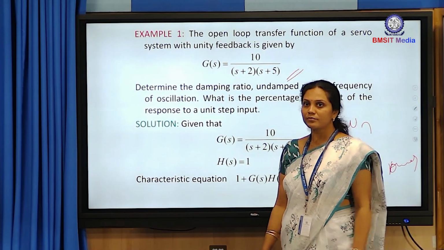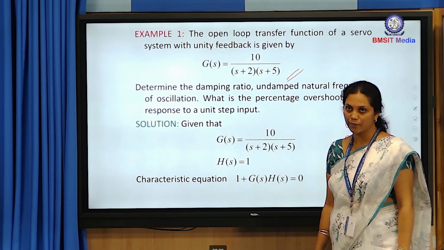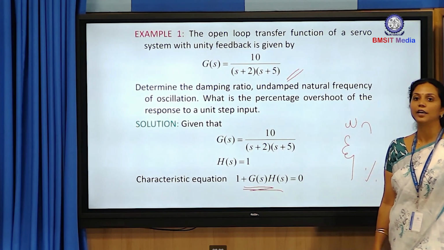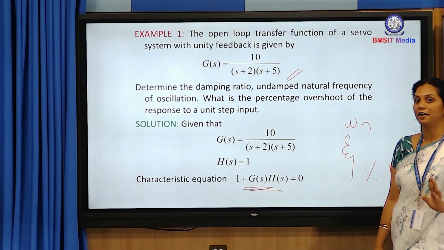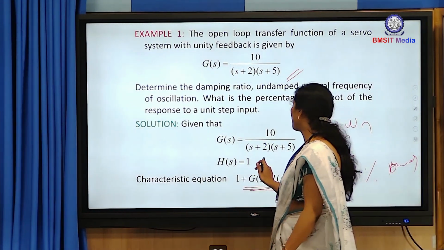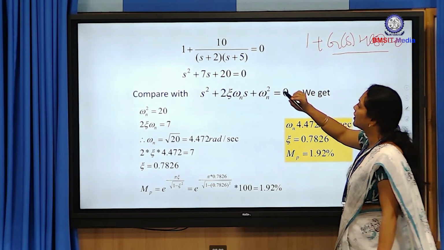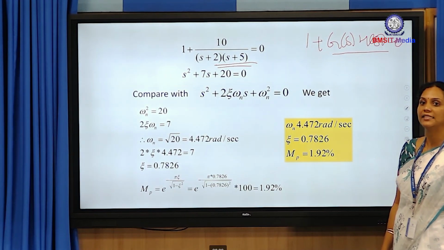Now we know that for any given open loop function, if we want to find out the characteristic equation, then we are supposed to use the formula 1 plus G of s into H of s equal to 0. Now what they have told here is open loop with unity feedback. Since they have told us unity feedback, what is the value of H of s? The value of H of s is equivalent to 1. So 1 plus G of s into H of s will be equivalent to 0. Here G of s into H of s, I am just substituting as 10 divided by s plus 2 into s plus 5.